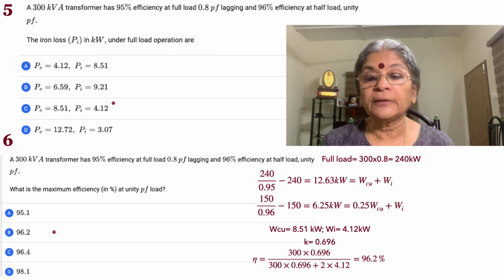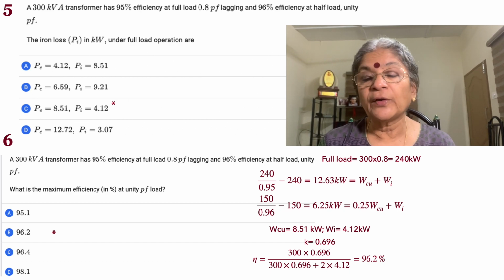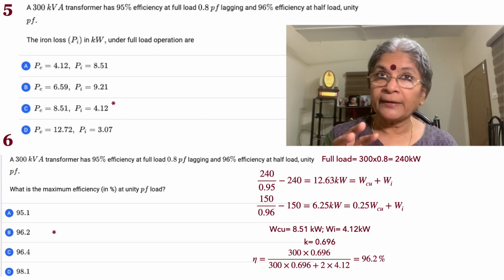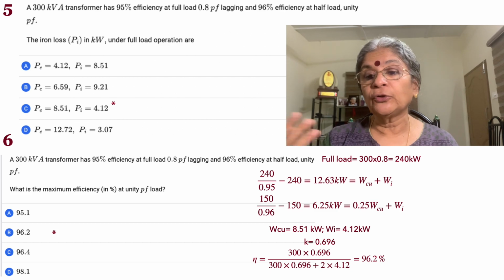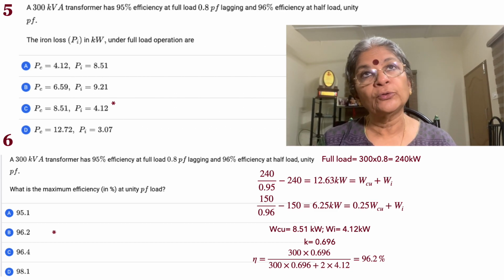Now we need to find out the efficiency. Okay, so the next question is maximum efficiency. So how do you find out the maximum efficiency? When the load factor square multiplied by copper loss is equal to iron loss. So K square into 8.51 should be equal to 4.12. When you solve that, you see that K is equal to 0.696.